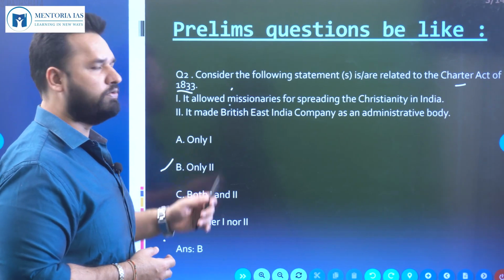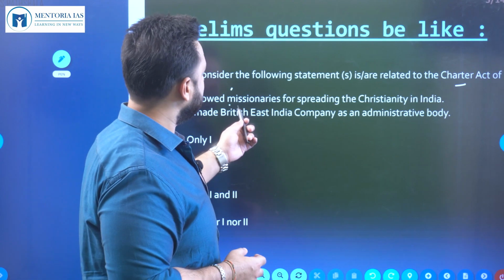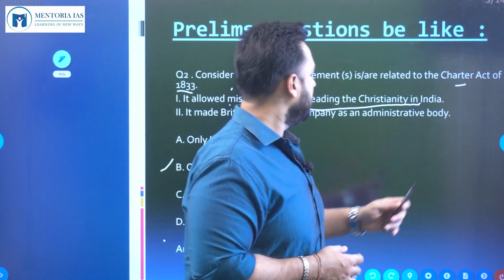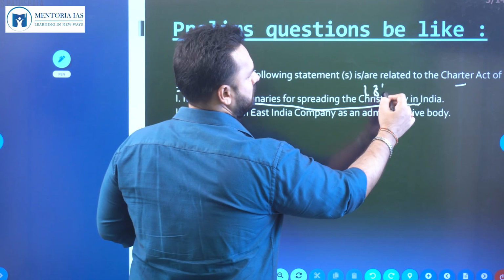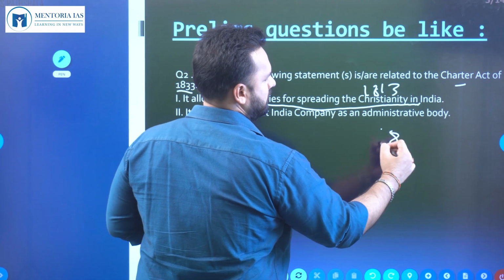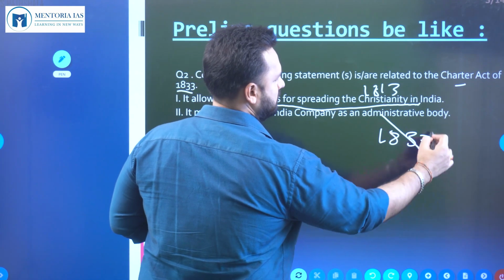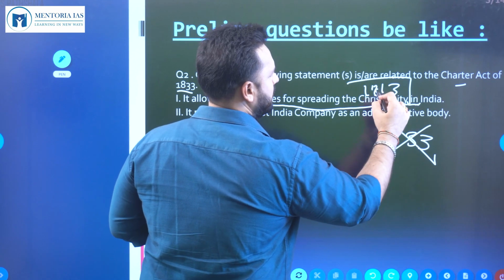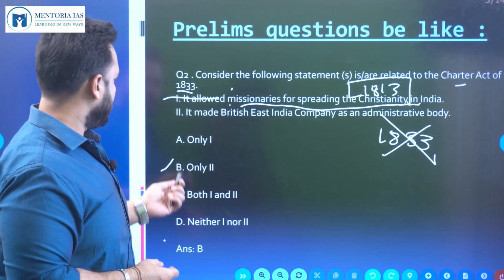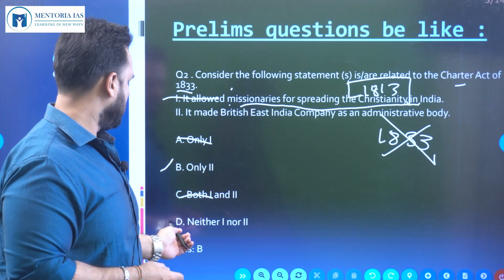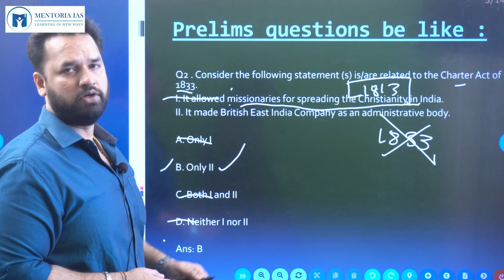The answer is only 2, because the missionaries were spread into India through the Act of 1813, not 1833. Only through 1813 the Christians came. So here option 1 is wrong. So we can eliminate 1 only, both and neither. So the option is 2.